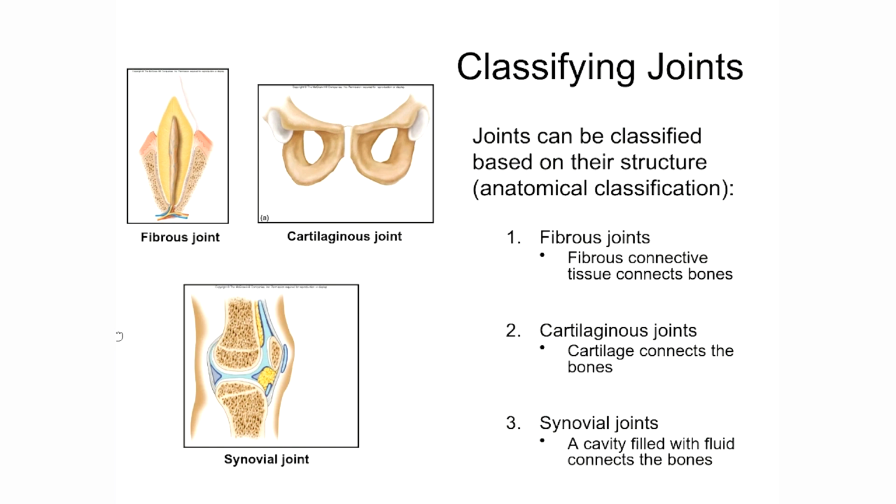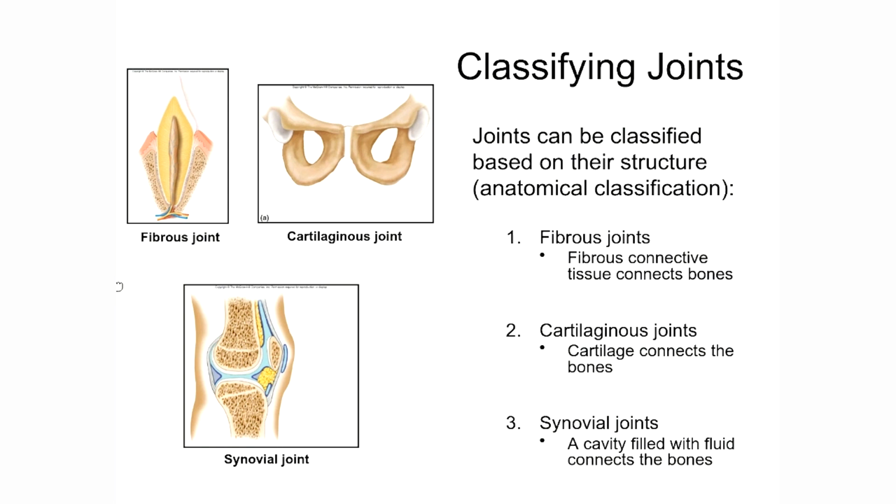So with this particular lecture, what I want to do is talk a little bit about how joints or articulations are classified. And then we'll spend some time looking at examples of joints in the body so that you can learn a little bit more about their structure. So when we talk about classifying joints, there's a couple of different systems for doing this. The first way that we can classify them is based on their structure, or actually based on how they're put together. And this is what's known as the anatomical classification.